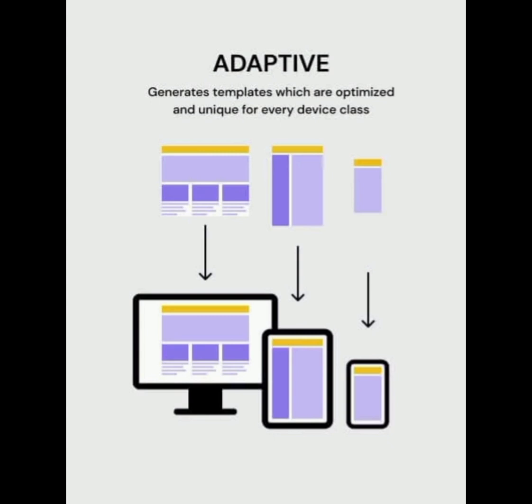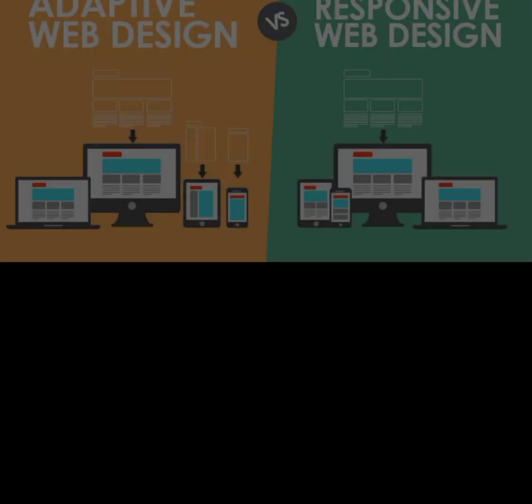So now let's see what is adaptive design. So adaptive design is a design that is specific for each platform. Like for example, the design for the mobile is slightly different from the design of the laptop.